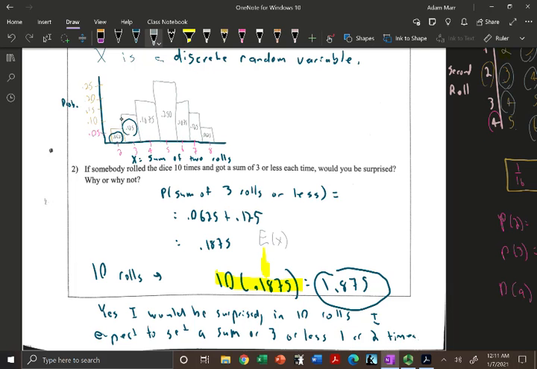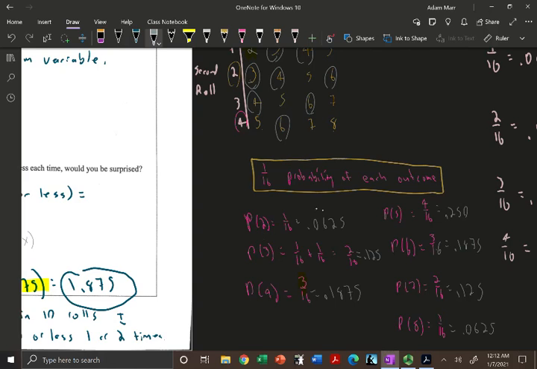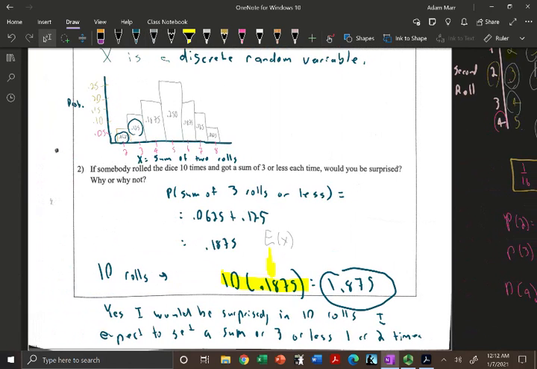0.0625 is right there. 0.125, a little more up. 0.1875 right there. 0.250 right there. And then the rest of them: 6 is 0.1875, 7 is 0.125, 8 is 0.0625. All right, and you can see how I got them all right there, right? So there's your graph.